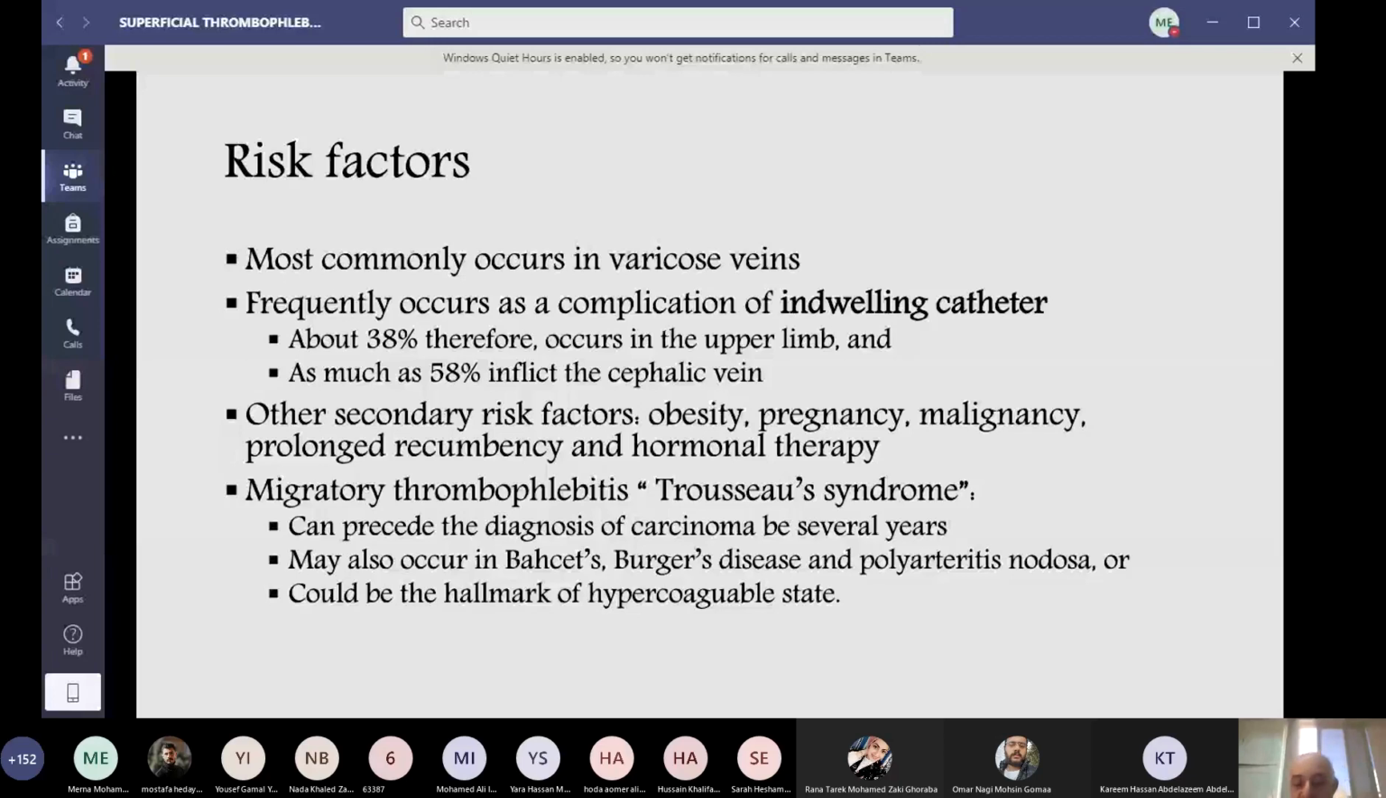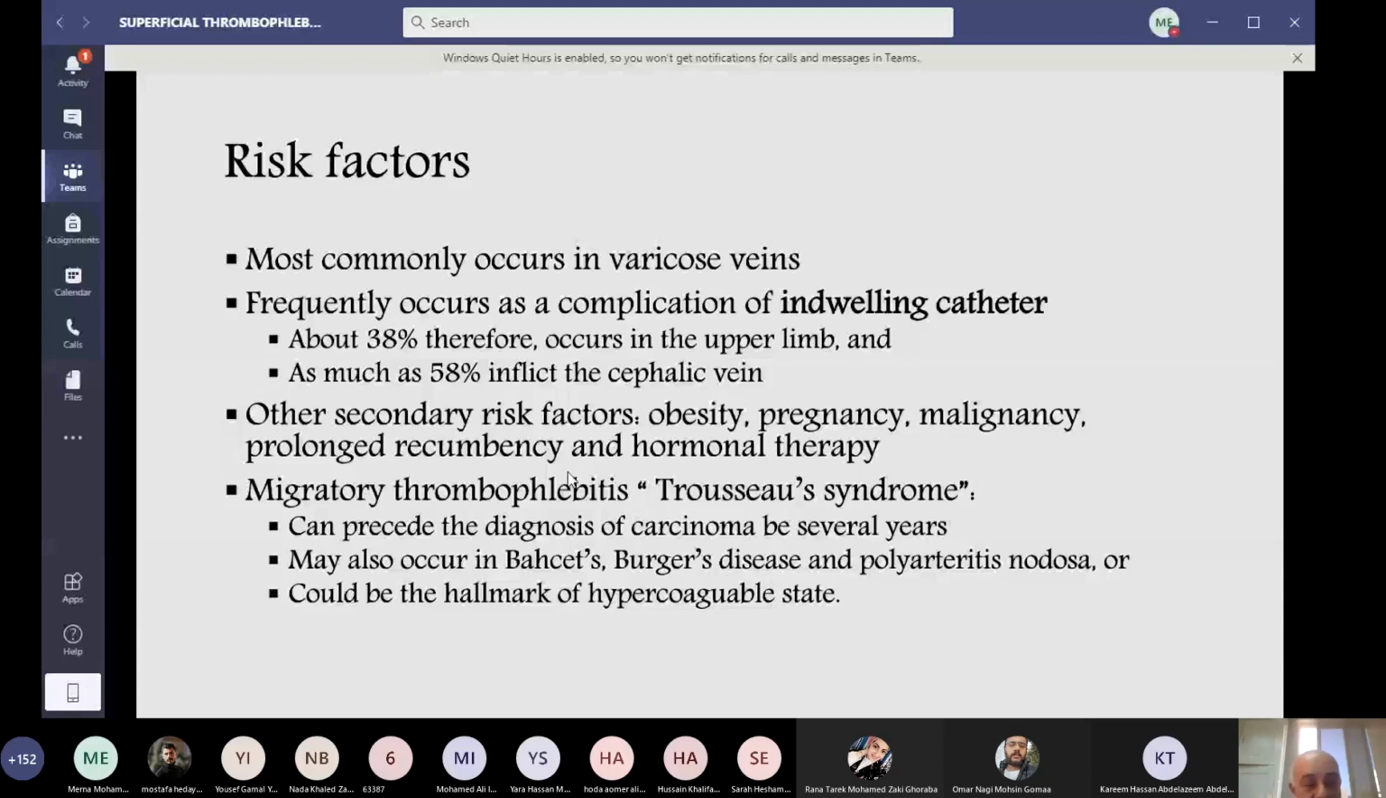Other secondary risk factors like obesity, pregnancy, malignancy, prolonged recumbency, and hormonal therapy all put the patient at risk for the development of superficial thrombophlebitis.